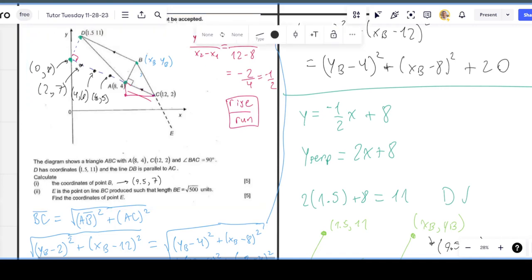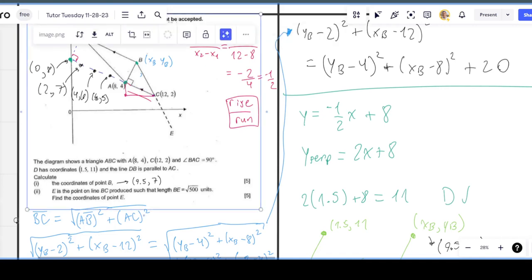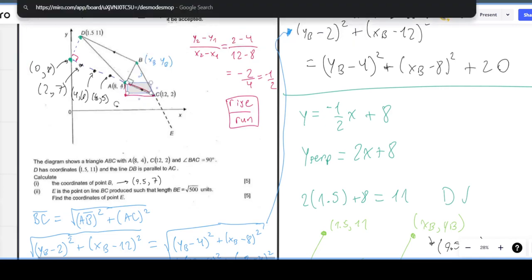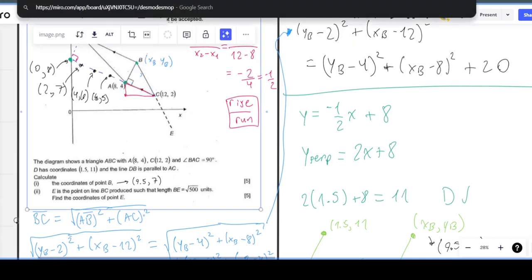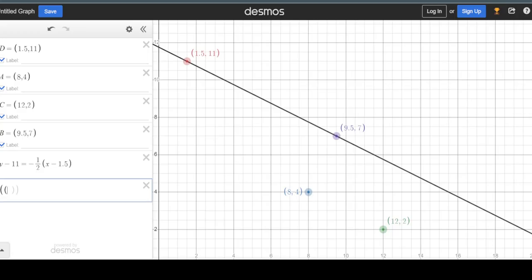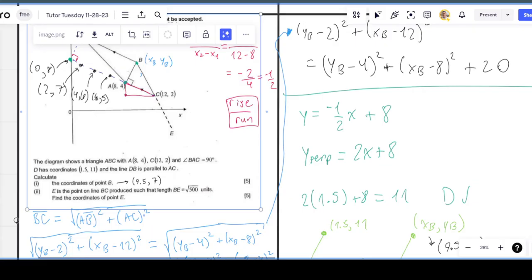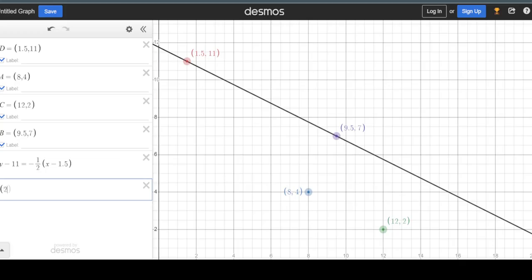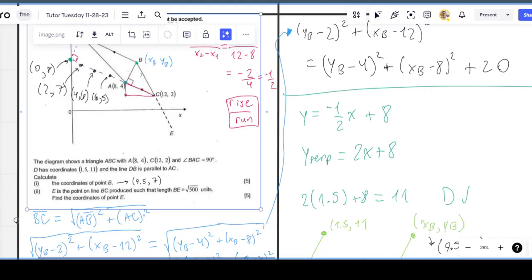Hey, workaholic. So right here, between A and C, yeah, the slope of AC is negative 1/2. Sure, we can go over it again. So 2 minus 4 divided by 12 minus 8 is negative 1/2.